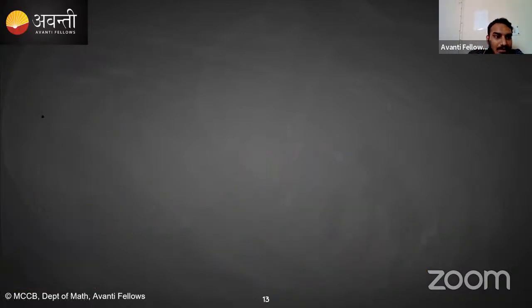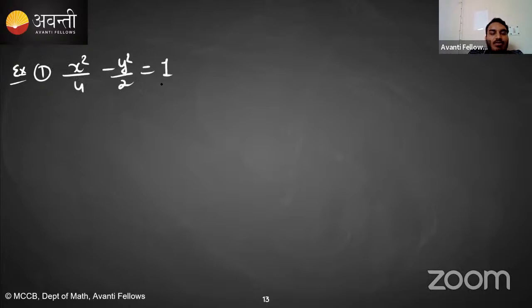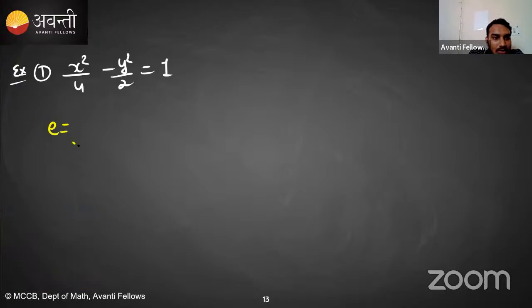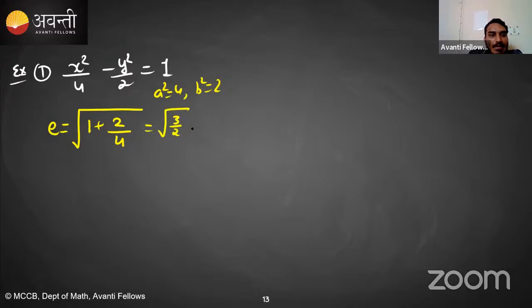Okay. What I mean to say is this. Let's suppose, example के तौर पे, x square upon 4 minus y square by 2 is equal to 1. This is your hyperbola. If I ask you what is the eccentricity of this hyperbola, e is equal to under root of 1 plus b square upon a square. Right? a square कितना है? 4. b square कितना है? 2. तो 1 plus 1 by 2, 3 by 2, means under root of 3 by 2. Clear है? Is this clear?